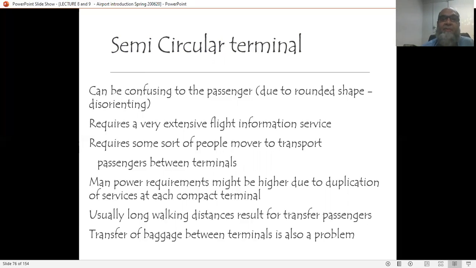It requires some sort of people mover to transport. Manpower required might be higher due to duplication of services. Usually long haul distances result from transfer passengers. Transfer of baggage between terminals is also a problem.